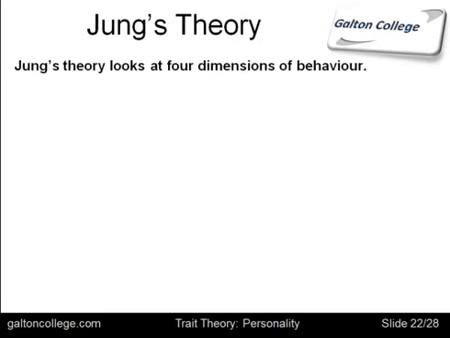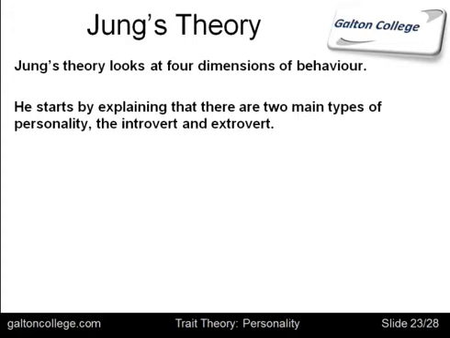Well, this theory looks at 4 dimensions of behavior. He starts by explaining that there are two main types of personality, introvert and extrovert. Well, we've met this term before. The introvert, someone very quiet, somebody very inward looking. The extrovert, outward looking, open, engaging.